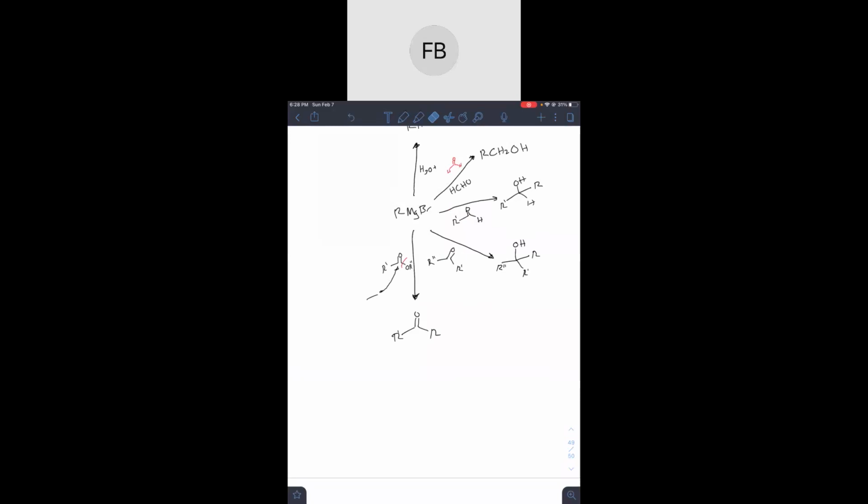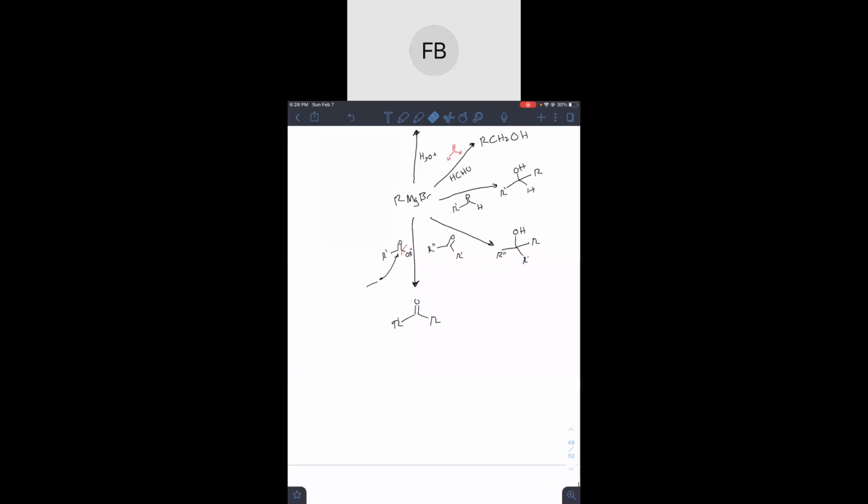After 1 mole, we get the R from the MgBr, and we also get our R prime, and the ester has completely cut off. Then we can do that one more time, with another R, let's say the exact same thing, R MgBr.